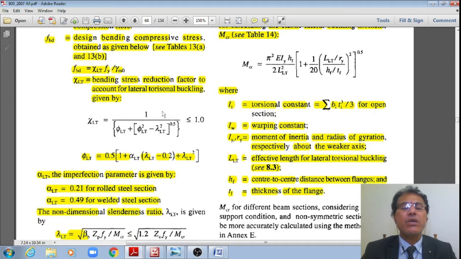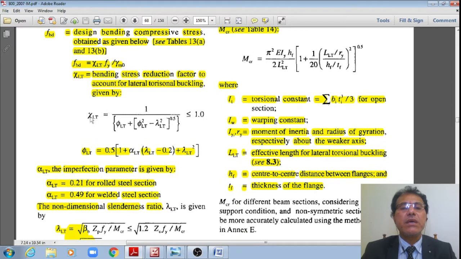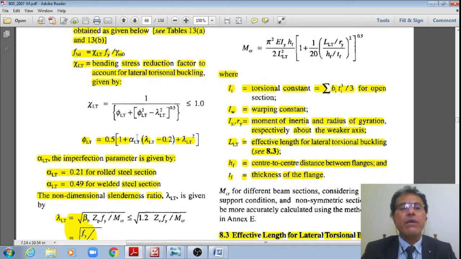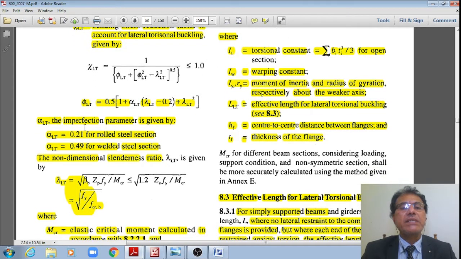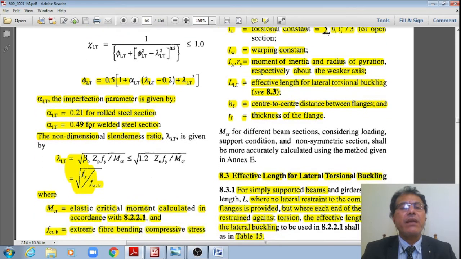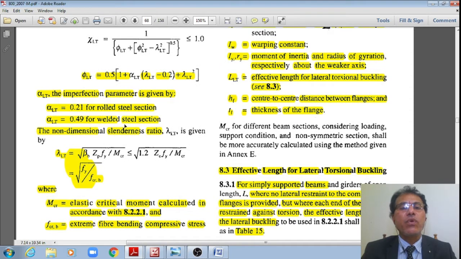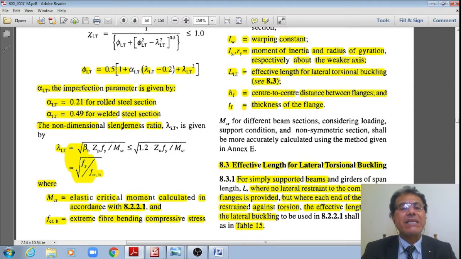Given by this, chi LT is equal to 1 divided by phi LT plus square root of phi LT square minus lambda LT square. However, this reduction factor should be less than or equal to 1, where phi LT is equal to 0.5 multiplied by 1 plus alpha LT multiplied by lambda LT minus 0.2 plus lambda LT whole square, where alpha LT is an imperfection parameter or imperfection factor, right, and it is equal to 0.21 for the rolled steel sections and is equal to 0.49 for welded steel sections.